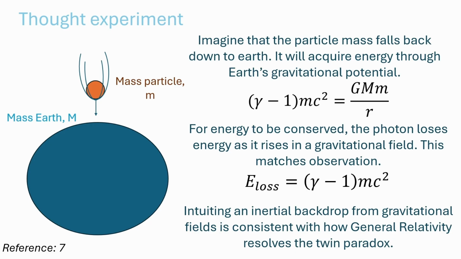Also, by stating that there would be an inertial backdrop to an energy field, you might be able to say that this is already what general relativity posits anyway, because general relativity is often used to resolve the twin paradox, and usually this is done by referring to the gravitational field in general relativity, which ultimately corresponds with an inertial backdrop.